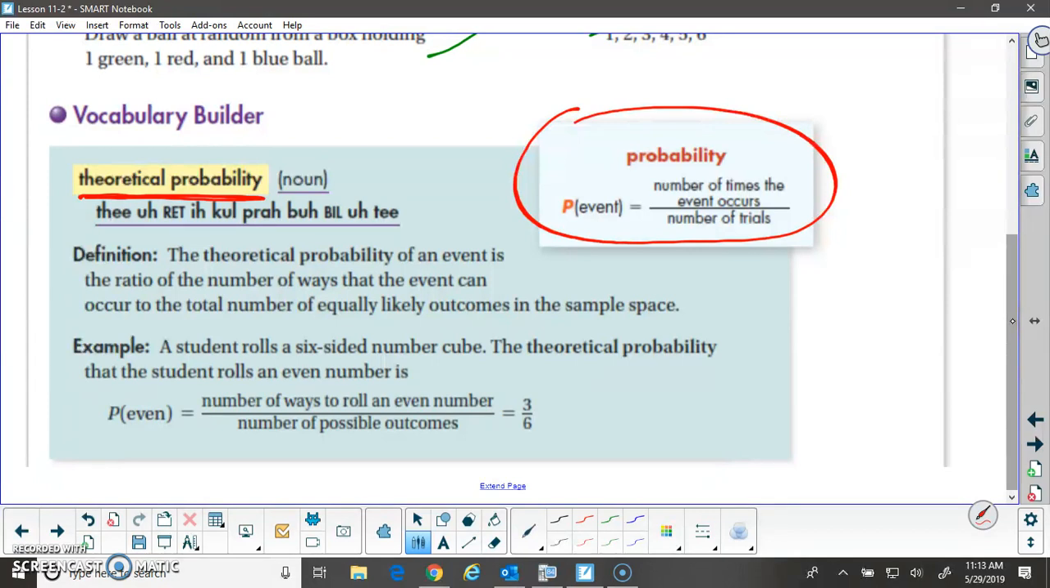An example: a student rolls a six-sided number cube. The theoretic probability that the student rolls an even number is 3 over 6, because there are three different ways to roll an even number and there are 6 possible outcomes.